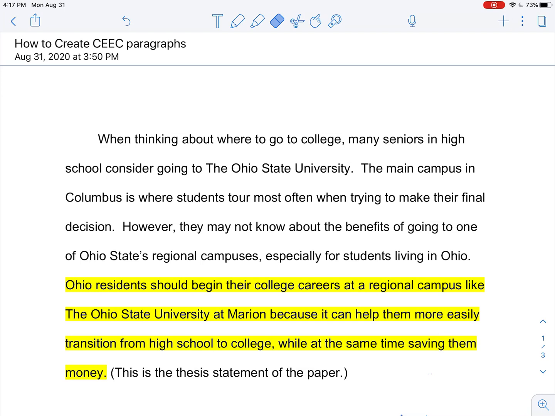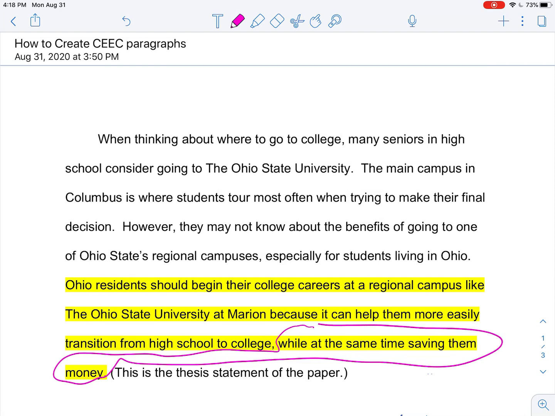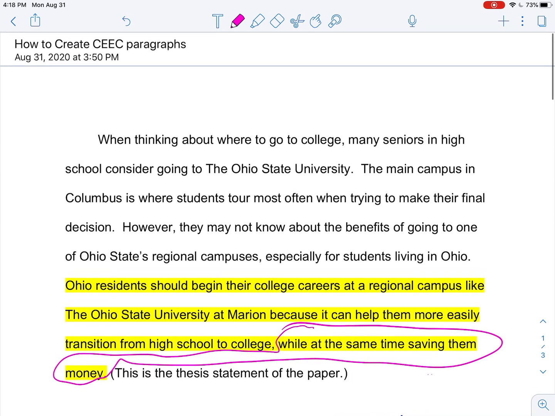So my goal in this paper is to then prove to my readers what I'm saying here, that first of all, I'm going to prove how it helps them more easily transition from high school to college, and then I'm going to talk about saving them money. For our example today, I'm going to show you this particular paragraph. I want to make this one about the saving money. Okay, so I'm going to focus on that as my topic in just a couple minutes. First of all, though, I want to show you the CEEC.